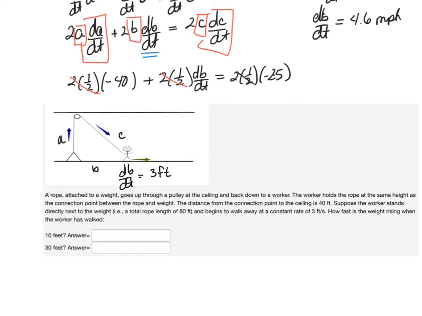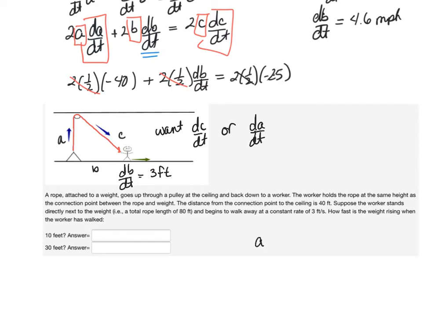What we want is dc/dt, or equivalently we want dA/dt. The rate at which the rope is being lifted around the pulley is the rate at which the rope is being moved away, so dA/dt and dc/dt should be the same. So let's do the Pythagorean theorem.